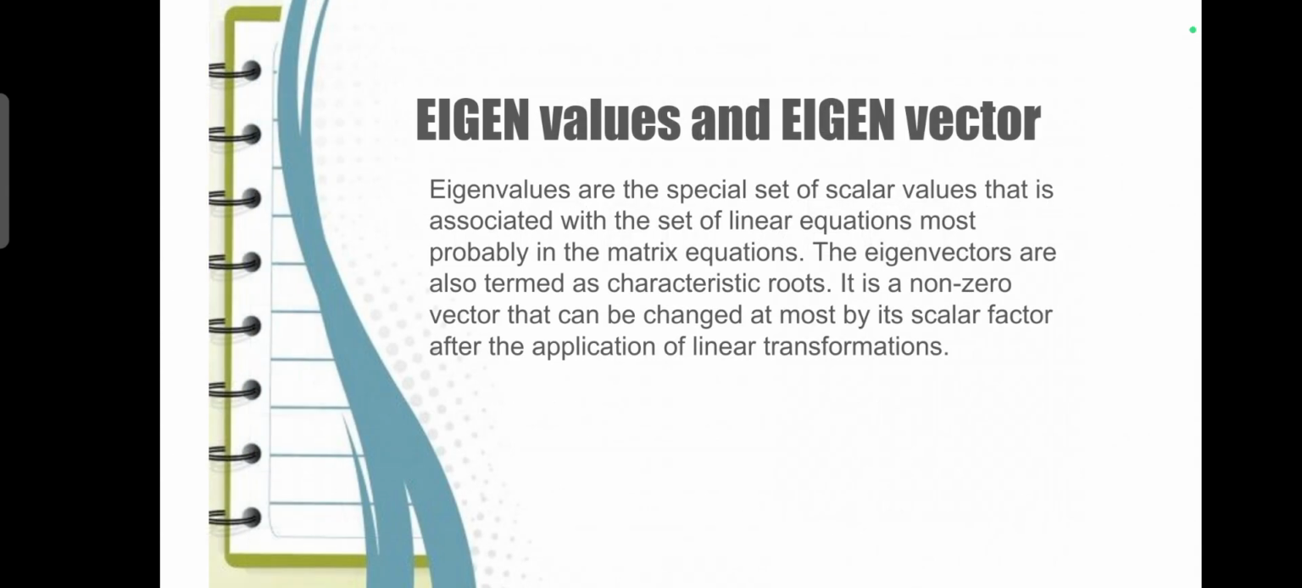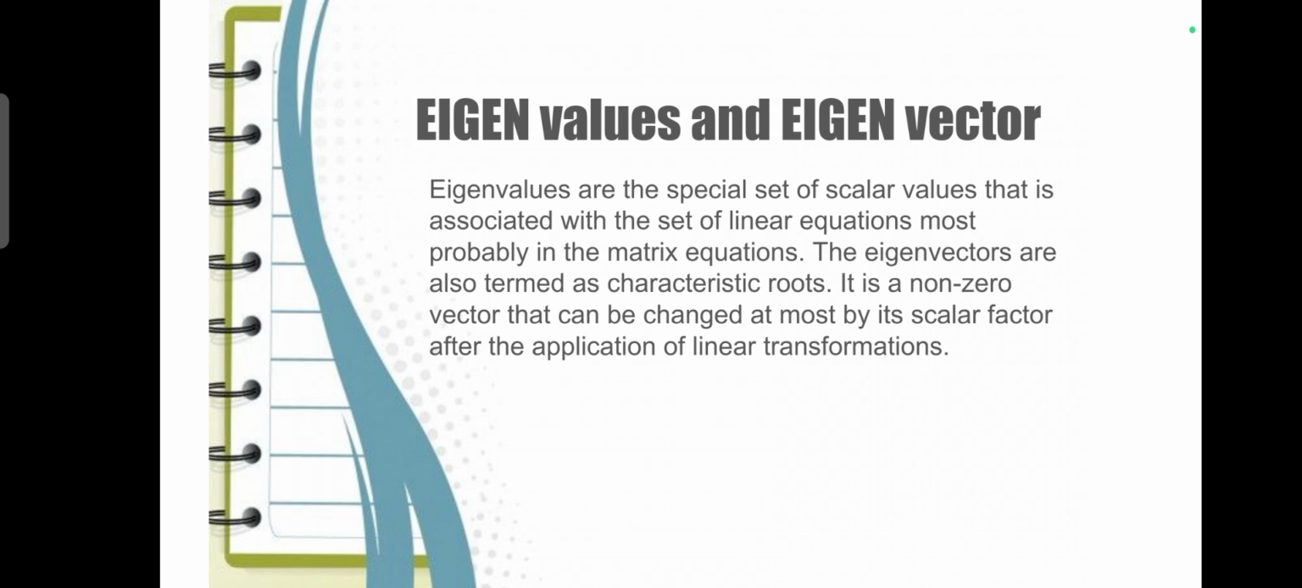First we are going to know what are eigenvalues and eigenvectors. Eigenvalues are the special set of scalar values that is associated with the set of linear equations, most probably in the matrix equation. The eigenvalues are also termed as characteristic roots. An eigenvector is a non-zero vector that can change at most by its scalar factor after the application of linear transformations.